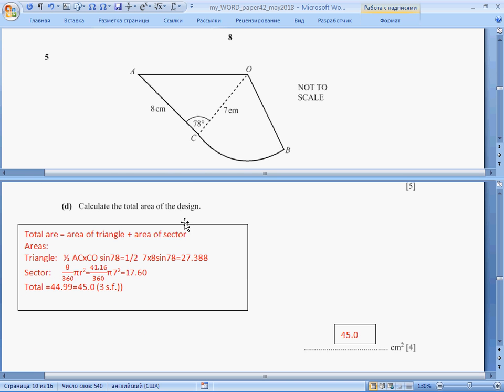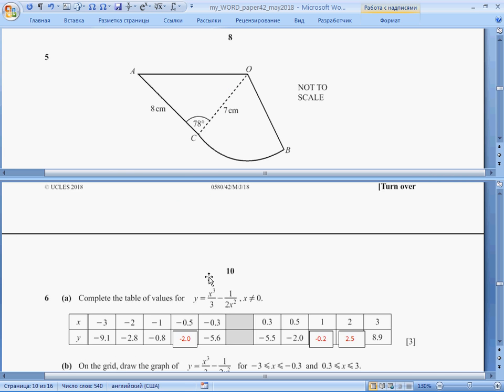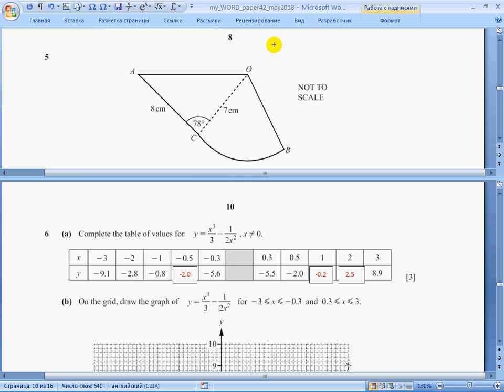Calculate the total area. The total area will be the area of the triangle, which is half times two sides and the sine of the angle between them, plus the area of the sector. The area of the sector again we find as a fraction, angle over 360 multiplied by pi r squared. Finished with this question.